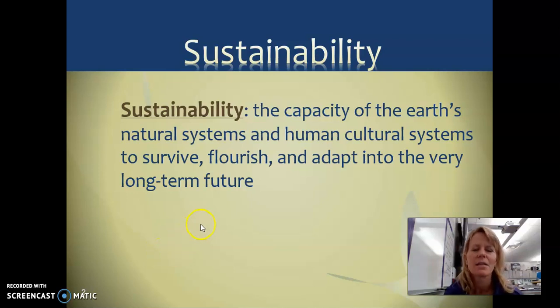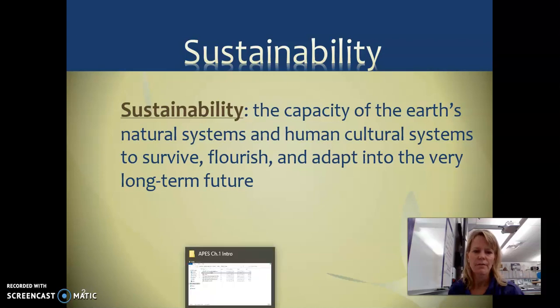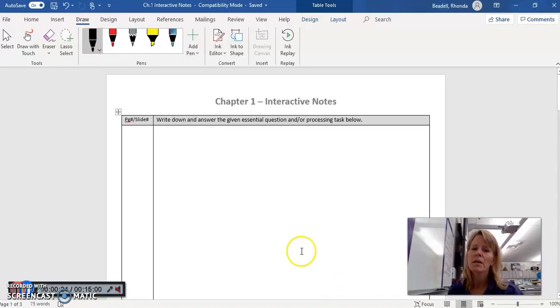Hello, this is Unit 1, and I want to walk you through some of the slides and have you process some of the things that I'm presenting in the slide. And you'll be doing that on your interactive notes, and those interactive notes you can download from Teams. Let's look and find that really quick right here.